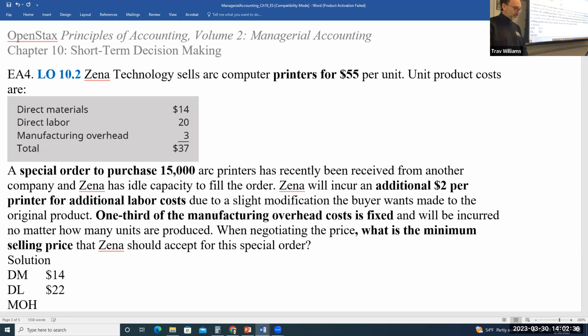Okay. And then we were told that the manufacturing overhead, which is $3 per unit, 1/3 of that is fixed and not avoidable. That means $2 is avoidable. So we should include that, because if we accept this order, we're going to have those extra $2 per unit of manufacturing overhead costs. So we add that all together, we get, what is that, $38? Right, $38.